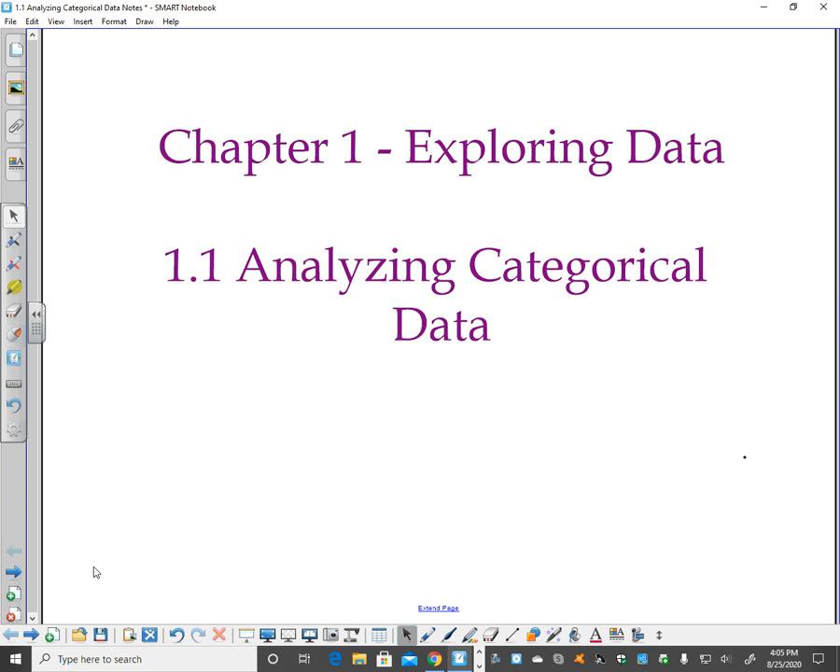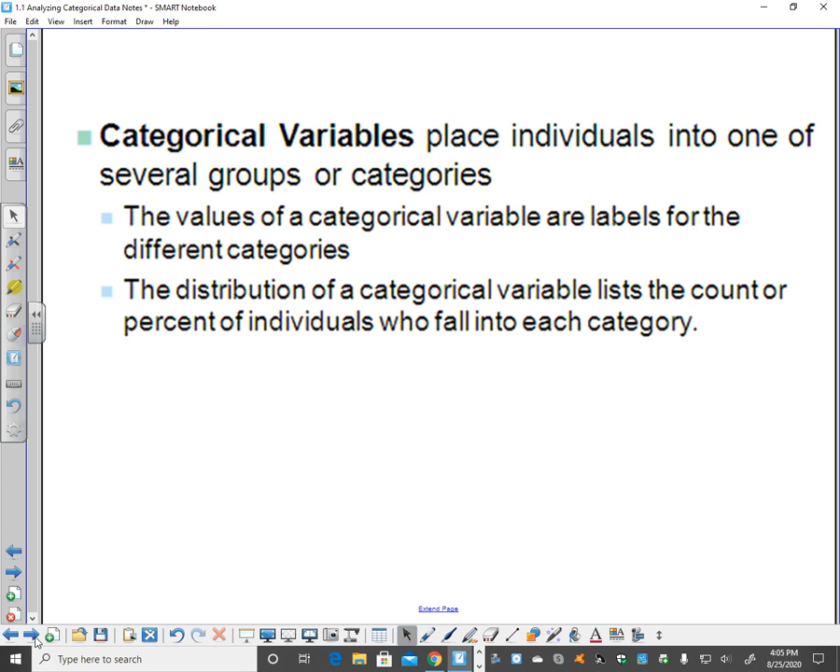All right, so this video is going to talk solely about categorical data. Categorical variables place individuals into one of several groups or categories. The values of a categorical variable are labels for the different categories. Red cars, black cars, blue cars, white cars. The distribution of a categorical variable lists the count or the percent of individuals who fall into each category.